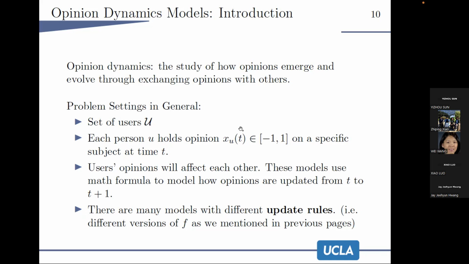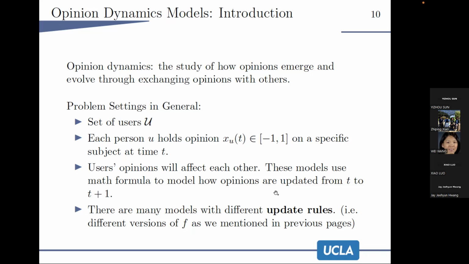In general, I mean, there could be some exceptions, but in general this kind of problem setting goes like this. We have a set of users, and each person, let's call it a lowercase u, holds an opinion x_u(t), which ranges from -1 to 1 on a specific subject at time t. And the users' opinions will affect each other.